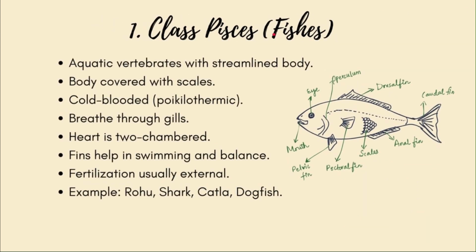Pisces or fishes are aquatic vertebrates adapted for life in water. Their bodies are streamlined to reduce friction while swimming. Most have scales covering the body for protection. They breathe using gills and are cold blooded, meaning their body temperature changes with the environment. Fins help in movement and balance. Their heart has two chambers, one auricle and one ventricle. Most fishes lay eggs and show external fertilization.